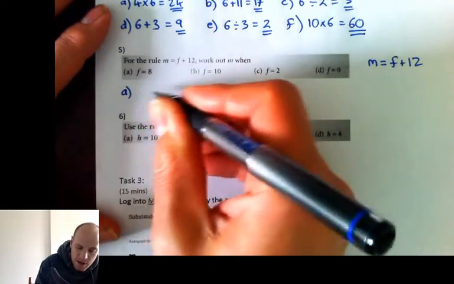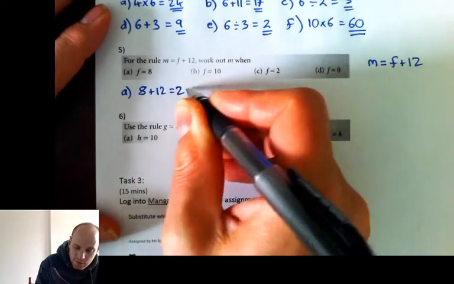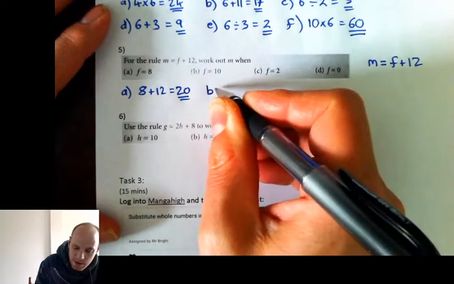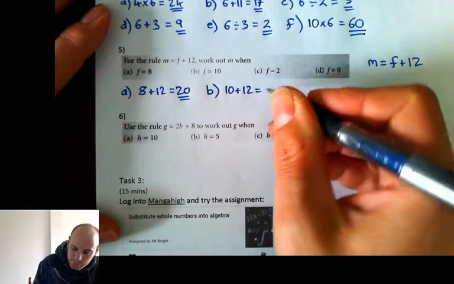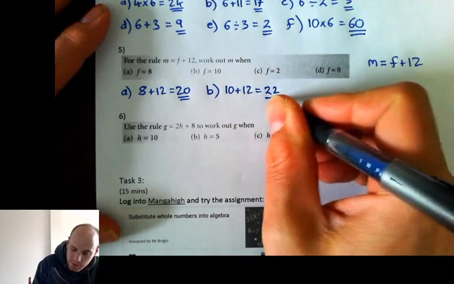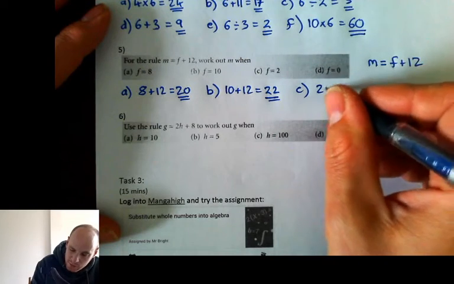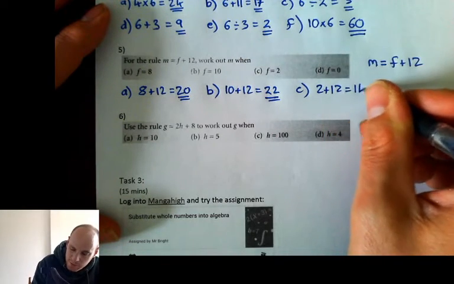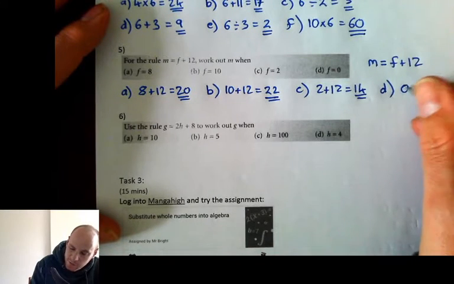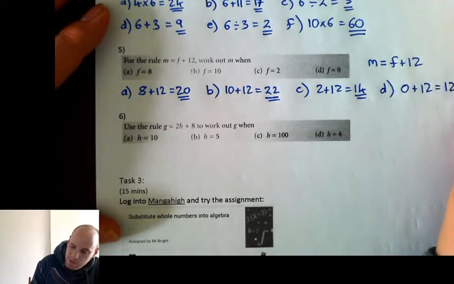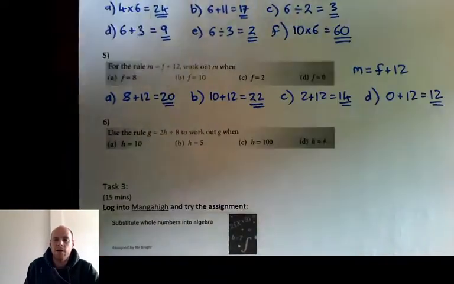So in part A, F is 8, so 8 plus 12 is equal to 20. In part B, F is 10, so 10 plus 12 is equal to 22. In part C, F is equal to 2, so 2 plus 12 is equal to 14. And in part D, F is equal to 0, so 0 plus 12 is equal to 12. And that's the first question, which doesn't mention anything about hiring.